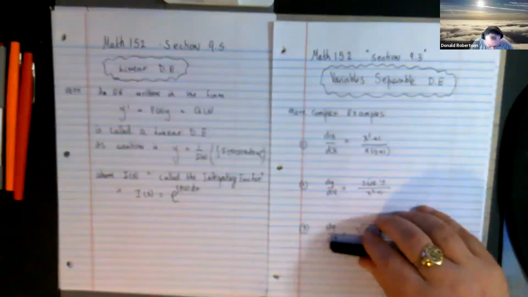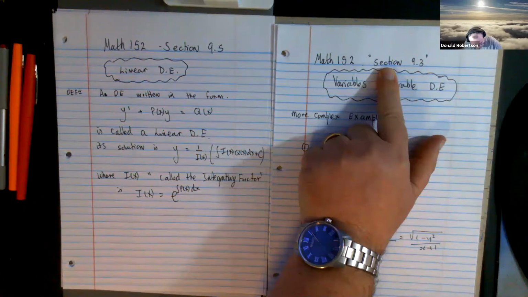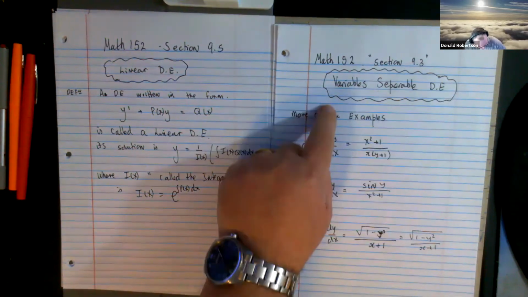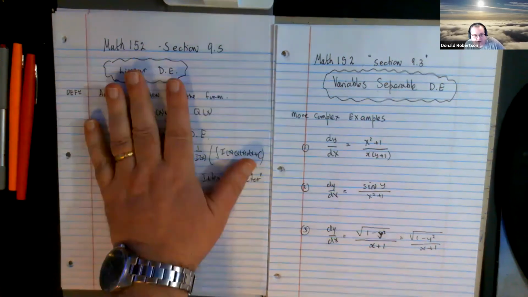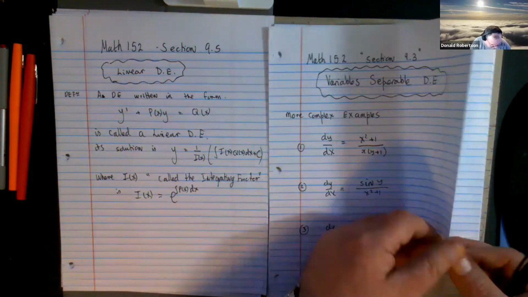So what's going to happen today is we're going to do a few more examples of variables separable from 9.3, and then we're going to do our last section, linear differential equations. So I'll kind of hide that out of the way for a while till we need it.